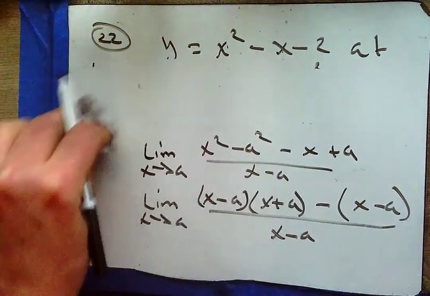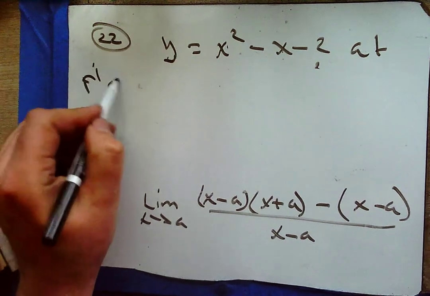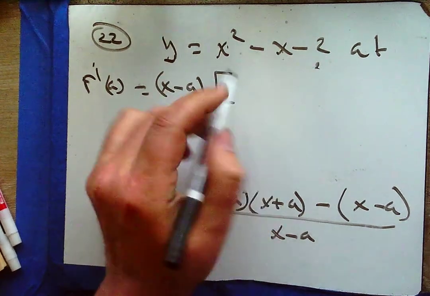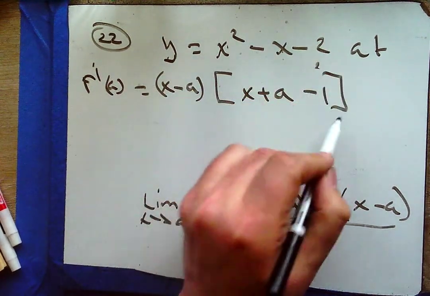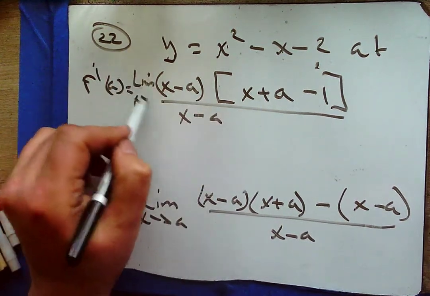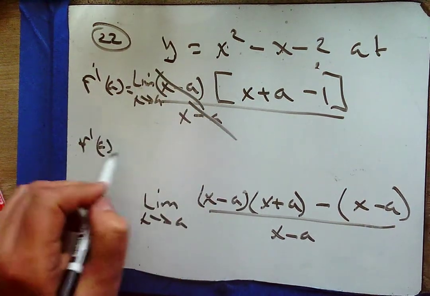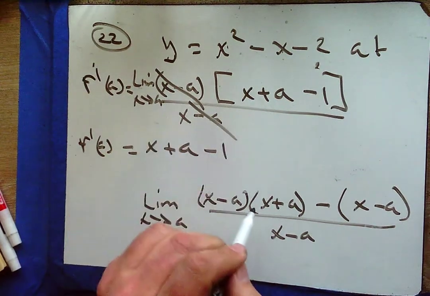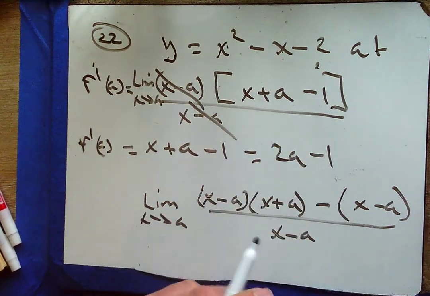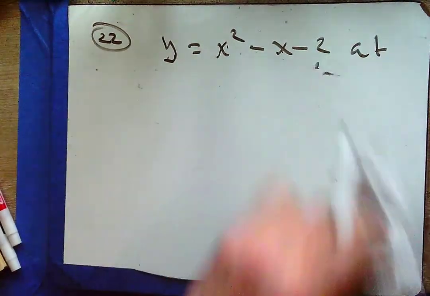Wow, this is intense. Thinking about going back and doing it with one of the other limit definitions of the derivative. F prime of a then is going to be x minus a, that's the GCF, times x plus a minus 1 over x minus a. Oops, don't lose the limit as x approaches a. So these cancel. And now finally, we have x plus a minus 1, and we can replace all the x's with a's, and so I've got 2a minus 1. Wow, that was intense.